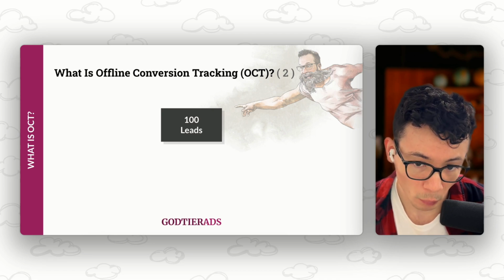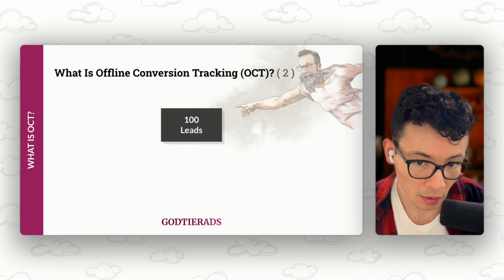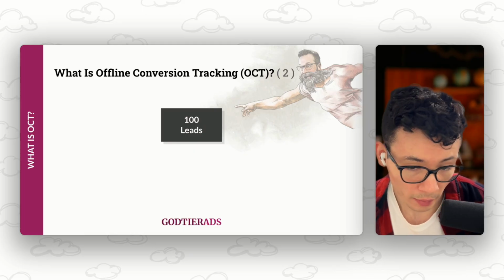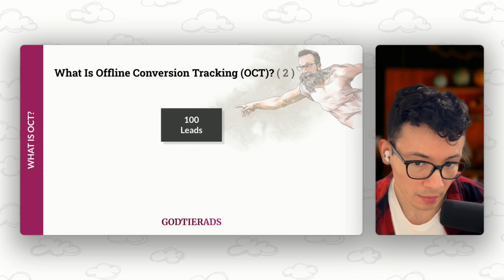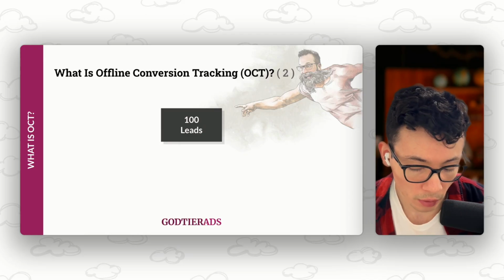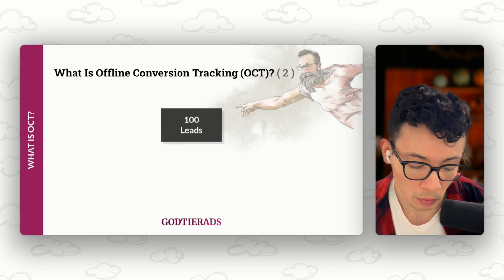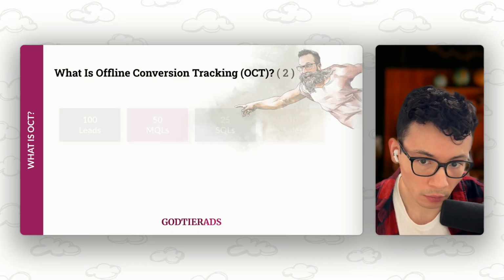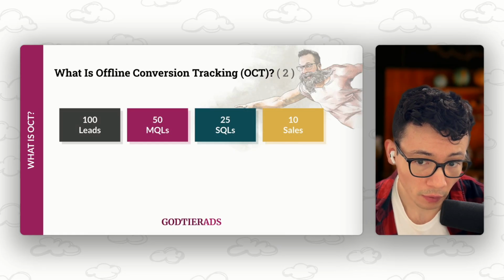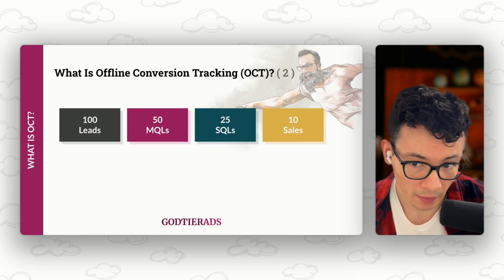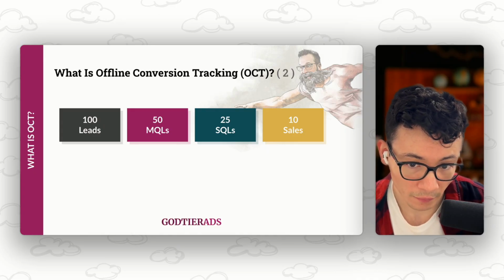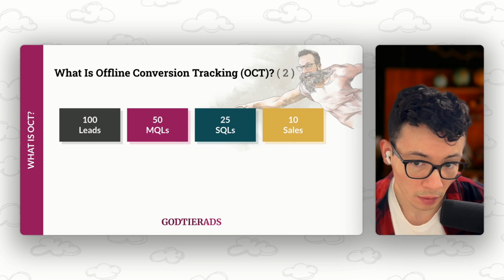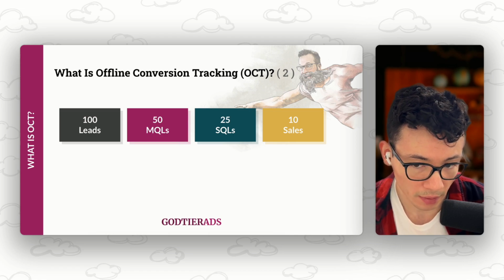They can't see what happens to the customers after they've become a lead. Were they a qualified lead, for example, and has that lead eventually become a sale? Google doesn't have access to that because that's all happened outside of the scope of this online conversion action. So with offline conversion tracking, you have the ability to send further or additional data back to Google to show them what happens after a customer becomes a lead.